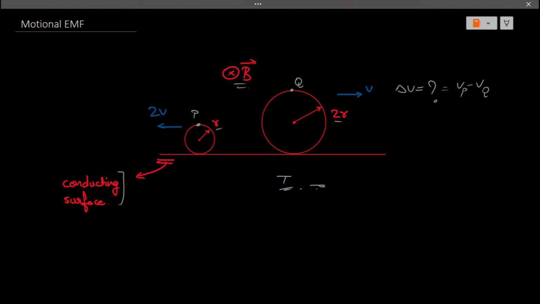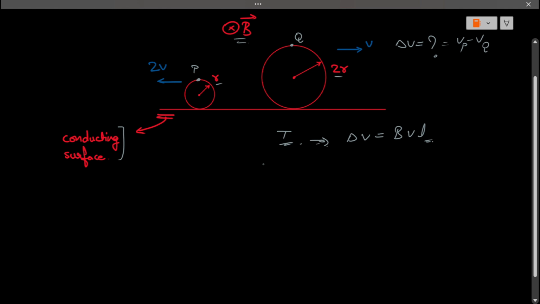Now for any translational motion of a ring moving with a velocity, let us say v, we know that the EMF, or the potential difference ΔV, is B times v times L, right? Where L is the length we'll be talking about and v is the velocity of either of the two rings. Let us draw a diagram for a DC circuit, since the surface is conducting in itself. So we'll be talking about the EMF.